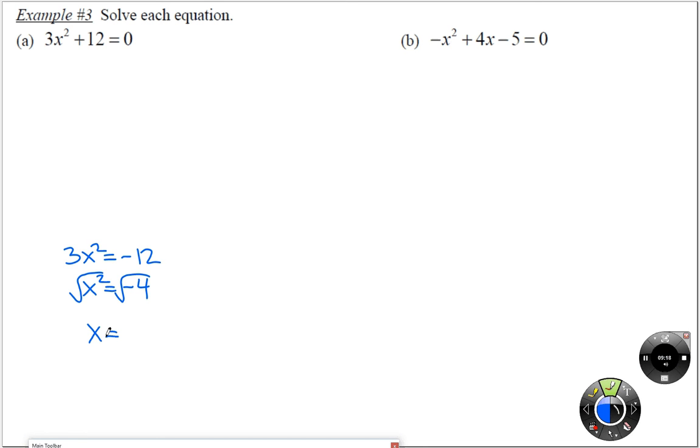Jonathan? Good. Okay, so rad 4 is 2, so you're thinking it through. So rad 4 is 2, and this is an i, and then we forgot one thing. Natalie? Plus or minus, because we square rooted both sides. So all those same rules apply.